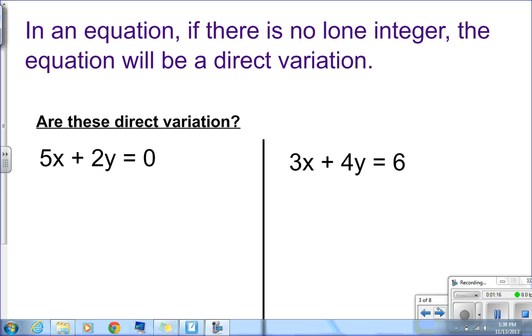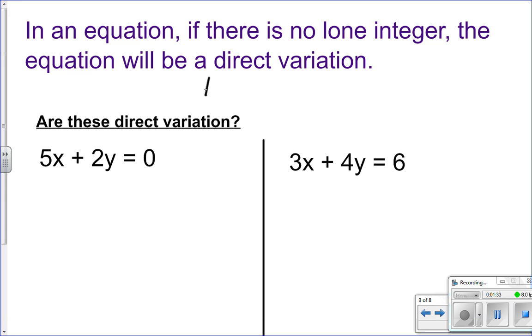In an equation, if there is no lone integer, the equation will be a direct variation. So are these direct variations? I have 5x plus 2y equals 0, and 3x plus 4y equals 6. Remember, the equation for a direct variation is y equals k times x. Notice there's nothing being added or subtracted at the end. So let's go through these two problems and solve for y, since our direct variation equation is simplified to the form y equals.